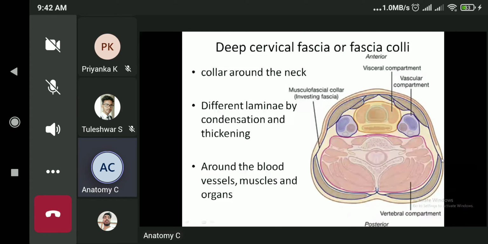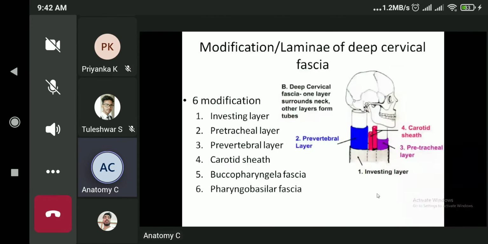As it forms the collar around the neck, deep cervical fascia is also known as fascia colli. This deep cervical fascia has various modifications: it thickens and condensation occurs at different levels to form different structures. So the deep cervical fascia is modified at six different regions mainly. These six modifications are the modifications of deep cervical fascia.